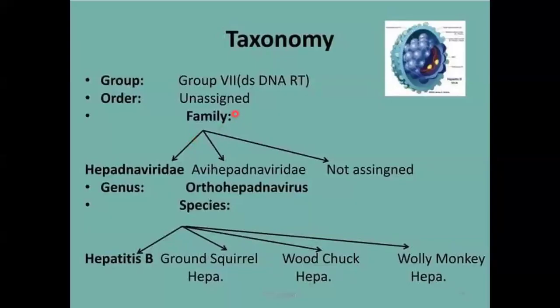So hepatitis B, group 5, 6, 7. Group 7, one thing you have to remember about hepatitis B is that it is double-stranded DNA, but it is partially double-stranded DNA. It belongs to the family Hepadnaviridae, the genus Orthohepadnavirus. Species is hepatitis B. So if you remember Hepadna, it is a DNA virus, and it is partially double-stranded DNA.